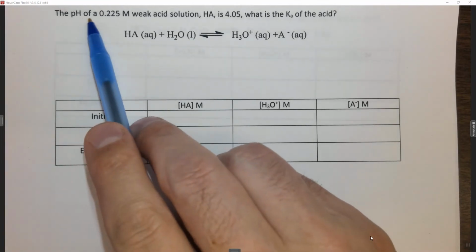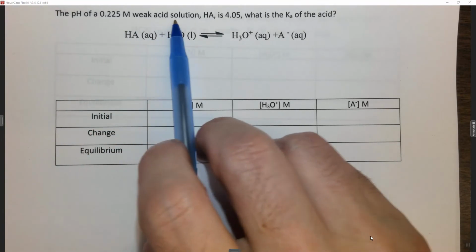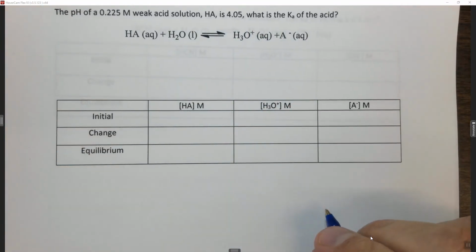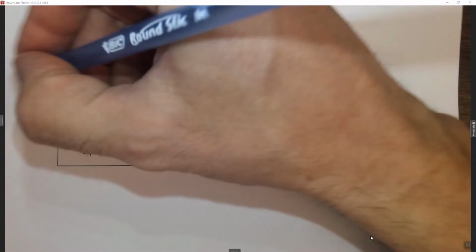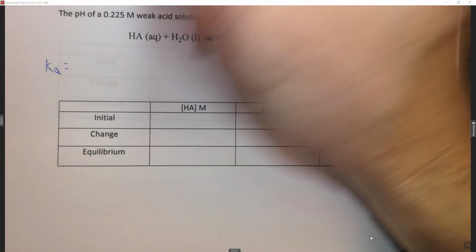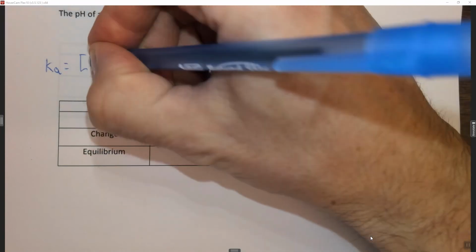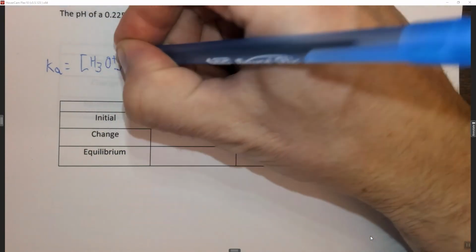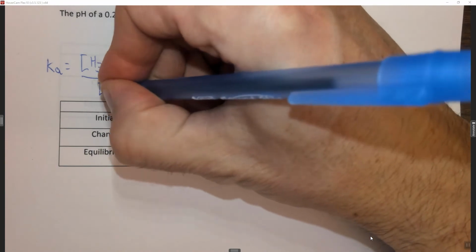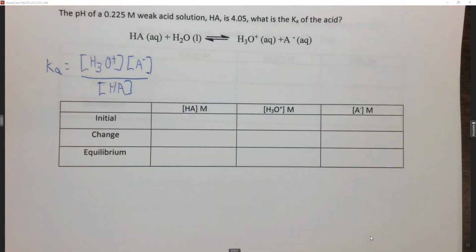The question says, the pH of a 0.225 molar weak acid solution HA is 4.05. What is the Ka of the acid? So if we write the Ka expression, as we did in the previous problem, Ka is equal to the concentration of the products, H3O plus, in this case times A minus, over the concentration of HA, like so.